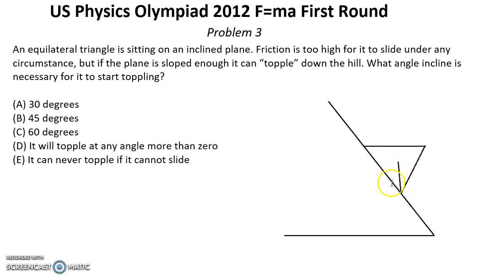But this angle equals 30 degrees due to symmetry. And from this geometry it means that this angle must equal 60 degrees for the incline. So that's the critical angle, and the answer is 60 degrees.